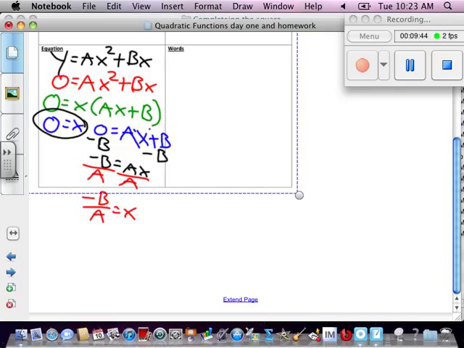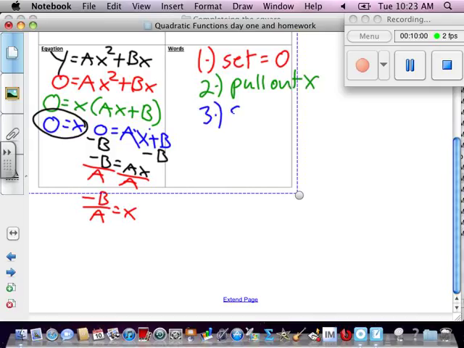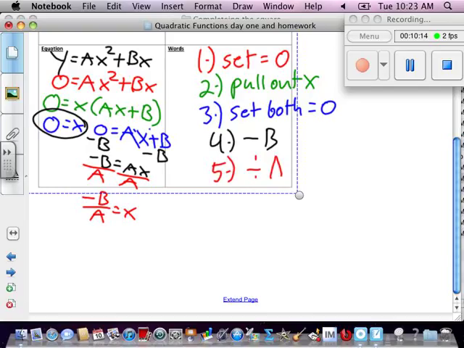Now we're going to write out the steps. Step 1, set equal to 0. Step 2, pull out an x. Step 3, set both equal to 0. Step 4, subtract b. Step 5, divide by a.